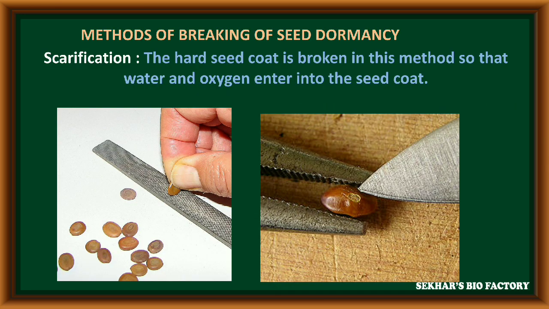Some methods help to overcome or break seed dormancy in some seeds. The first method is scarification. In scarification, seeds that have a hard seed coat are rubbed on a rough surface to make the thick seed coat thin. Sometimes such a thick seed coat can be removed in this method to allow the entry of water and oxygen into the seed for germination.